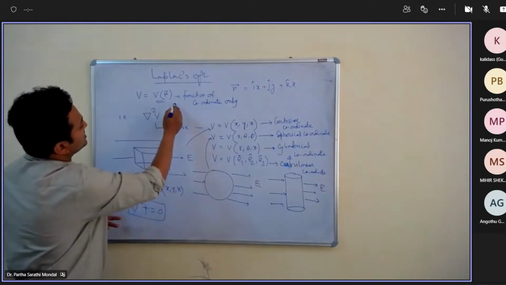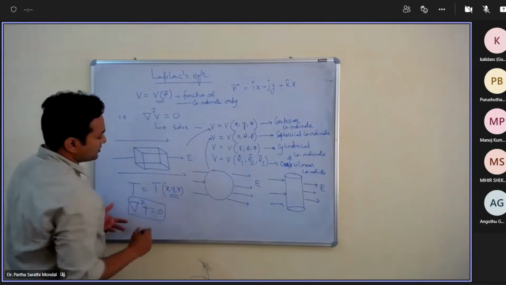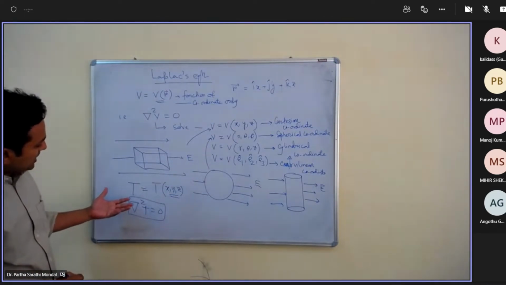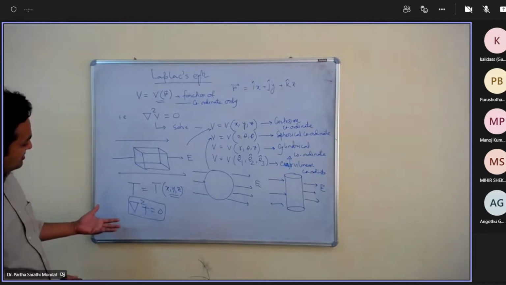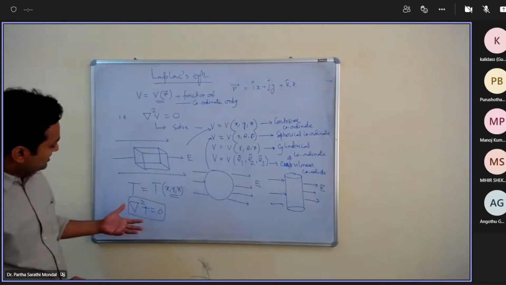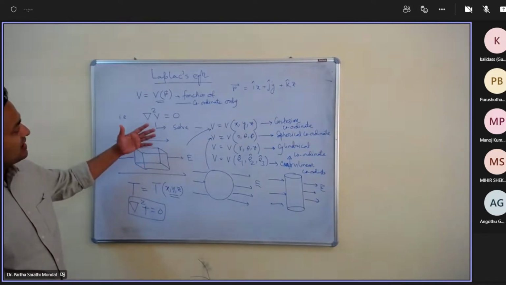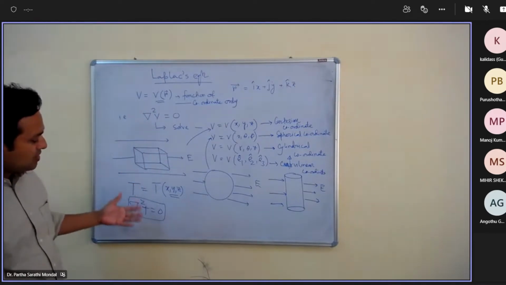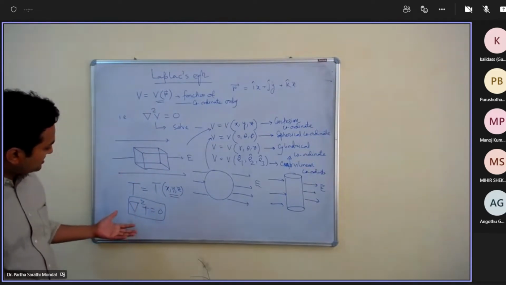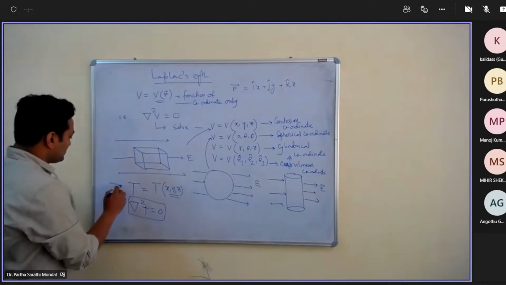This is also a function of coordinates. Maybe in the second year we will learn the Fourier heat flow equation, which is nothing but a Laplace equation in 1 dimension, 2 dimensions, or 3 dimensions. But they are the same actually.